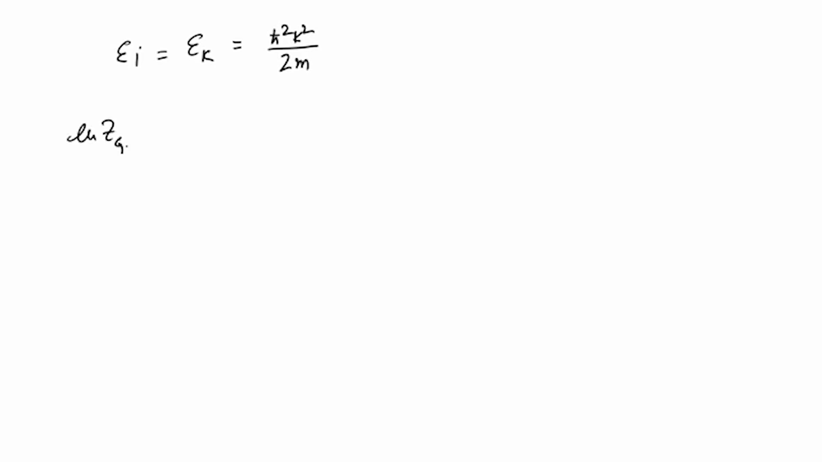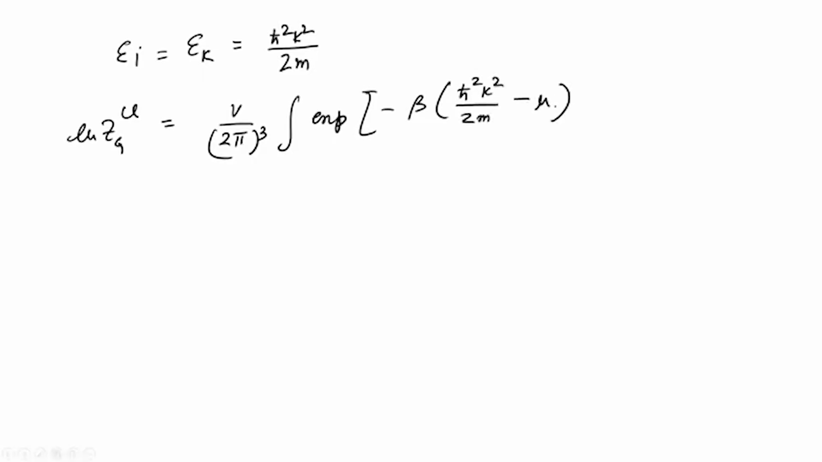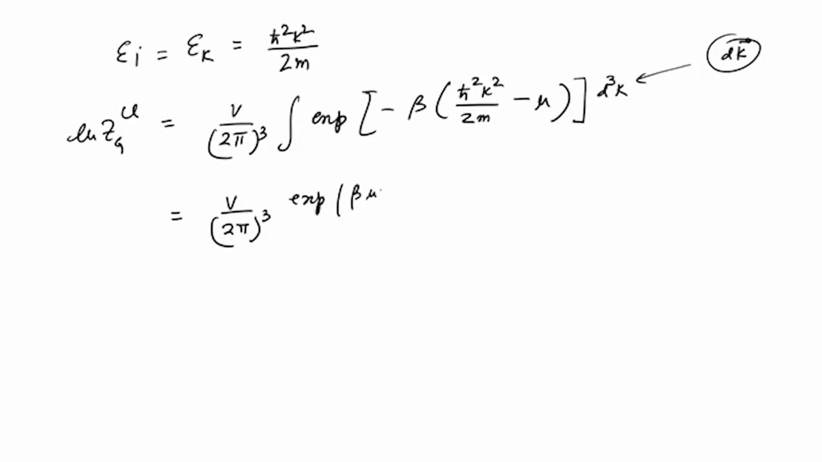So, the log of Z_g classical is equal to the integral of exponential minus beta (h cross square k square over 2m minus mu), where m is the mass of the particle, with d cube k, which is sometimes written as dk with a vector sign; they mean the same thing. You need to integrate over all k, and this is a very simple Gaussian integral, and one gets V by (2 pi) whole cube, exponential of beta mu, and (2 pi m by beta h cross square) whole to the power 3 by 2.